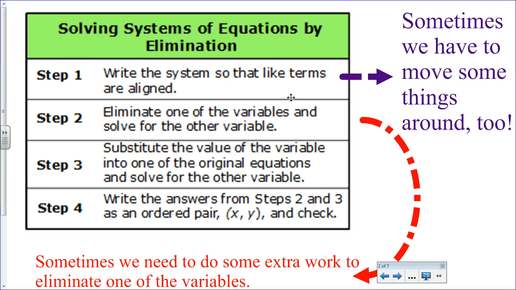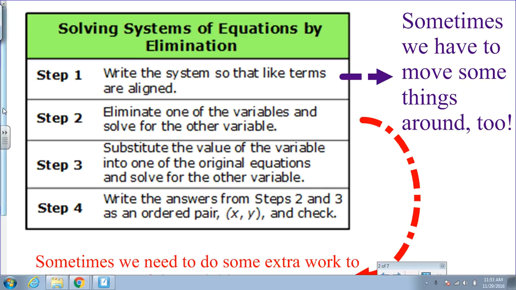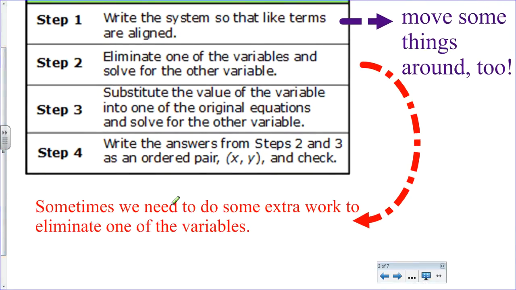first step is always to write the system of equations so that the terms are aligned. That means our x's need to be stacked on top of each other and the y's need to be stacked on top of each other. Step 2 is going to be eliminate one of the variables. Remember, sometimes we need to do some extra work to do this, which is what we talked about yesterday. Then we're going to substitute the answer we get back in and write our answer as an ordered pair.